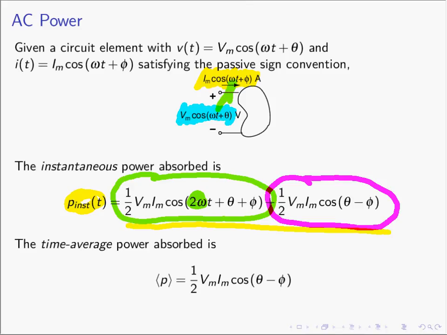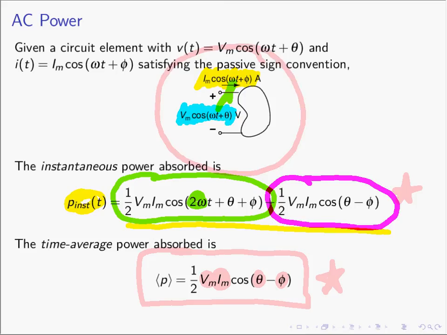And then the time average power, this is the power it turns out does the real work, the tangible, physical work. The time average power is given by 1/2 Vm Im cosine of theta minus phi. Vm is the magnitude of the voltage waveform, Im is the magnitude of the current waveform, theta is the phase angle of the voltage, phi is the phase angle of the current. And so here are the two relationships that you need to commit to memory, and this is again for the situation of a linear circuit element being excited by sinusoids.